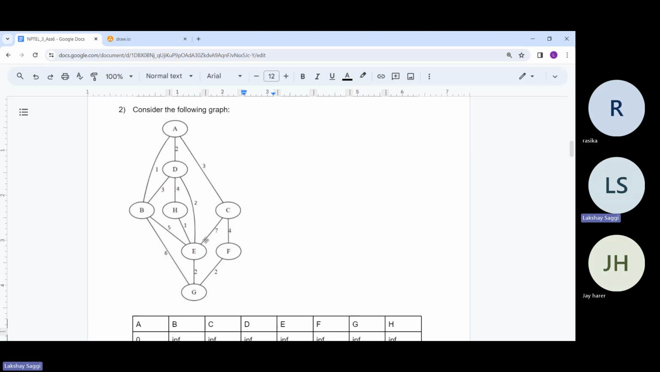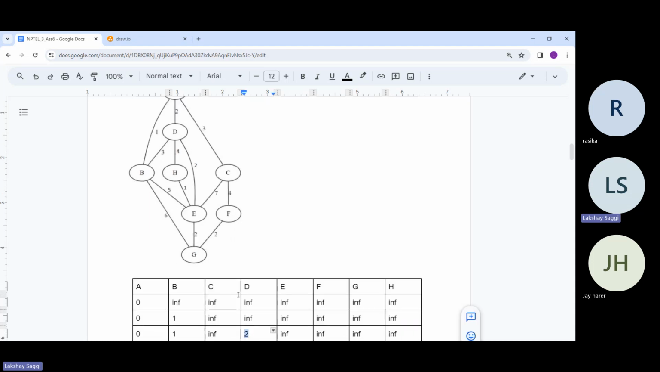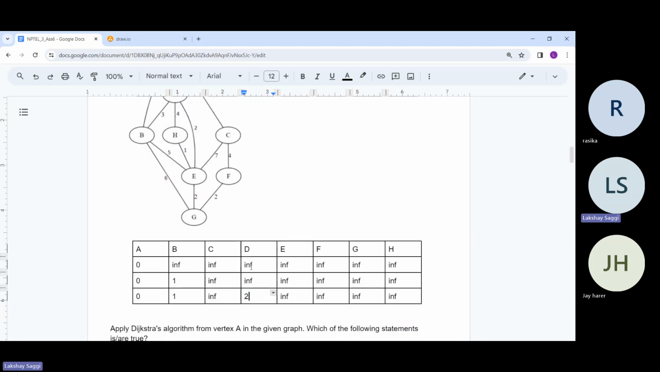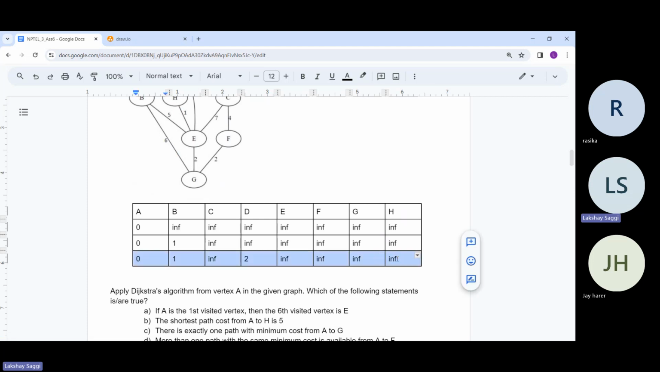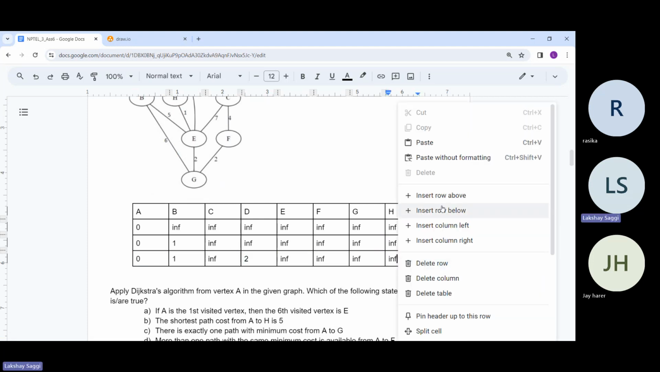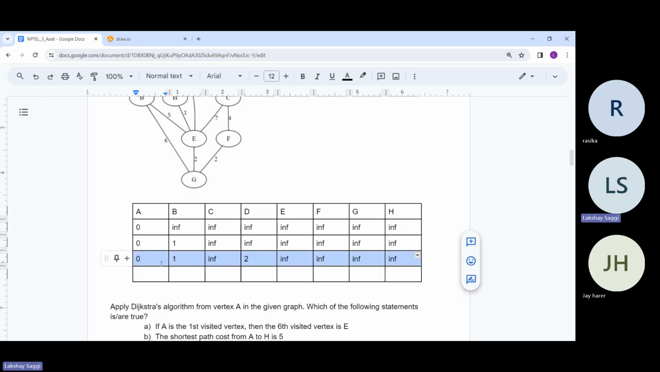You can also see that the vertices E, F, and G will be further away than C. Because this vertex E has a distance of 2 from D, and D is already at a distance of 2, so E is at a distance of 4. That's why E is further away than C, which has a distance of 3. And it can be seen for all the vertices that C will come out to be the closest. So the distance of C will get updated to 3 in the next iteration.